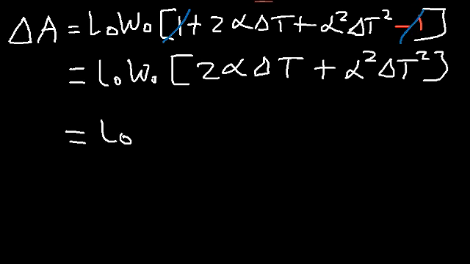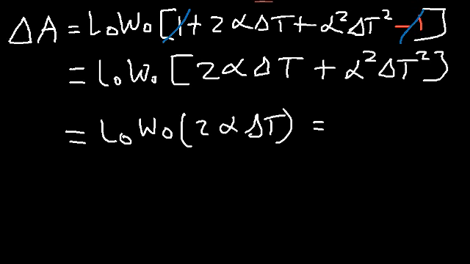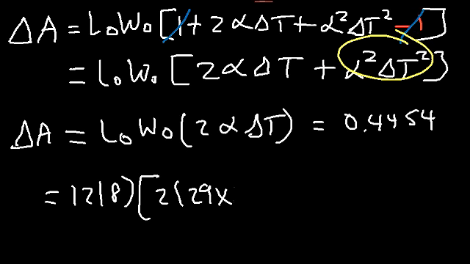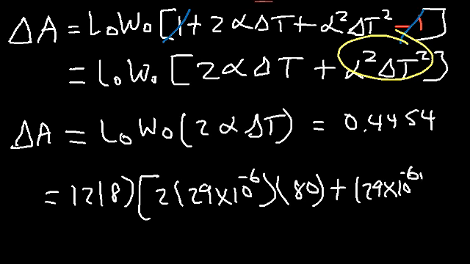So when we use the equation L0, W0 times 2 alpha delta T, we got an answer that was like 0.4454 for the change in area. Let's see what will happen if we kept this term. So it's going to be 12 times 8, and then 2 times 29 times 10 to the minus 6. The change in temperature was 80, plus 29 times 10 to the minus 6 squared times 80 squared. 2 times 29 times 10 to the minus 6 times 80.